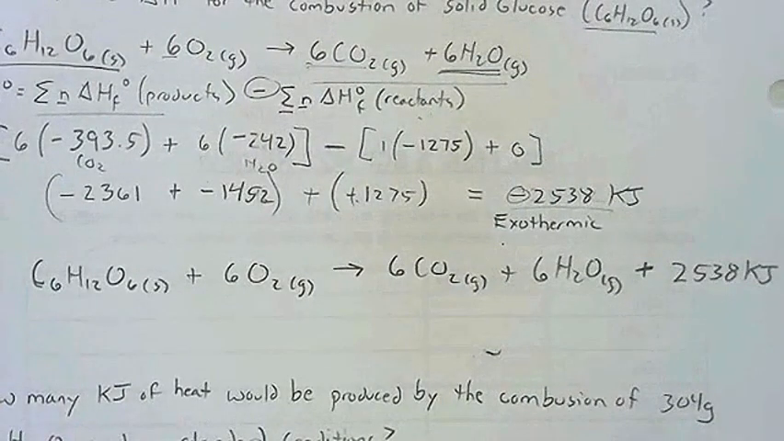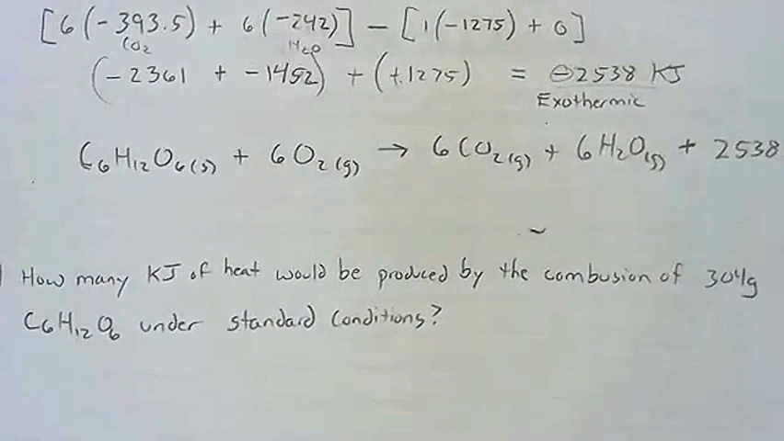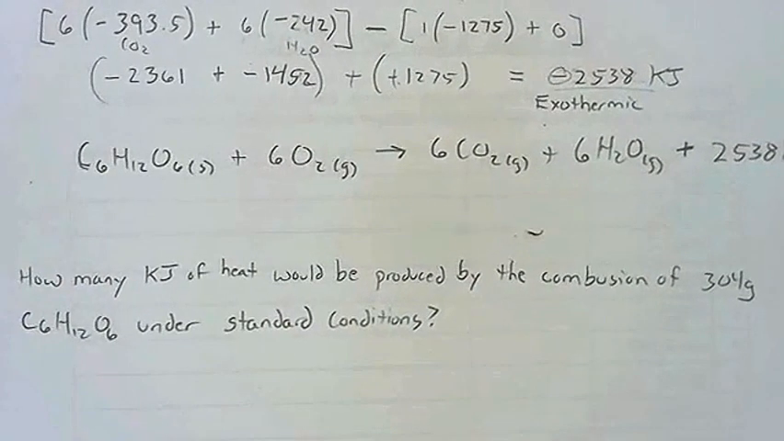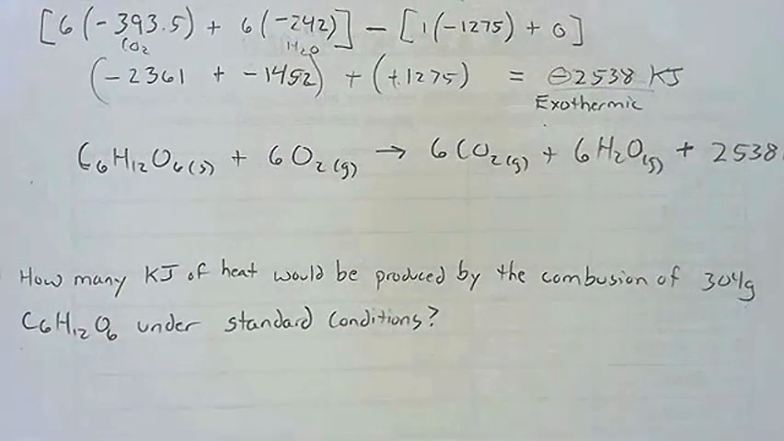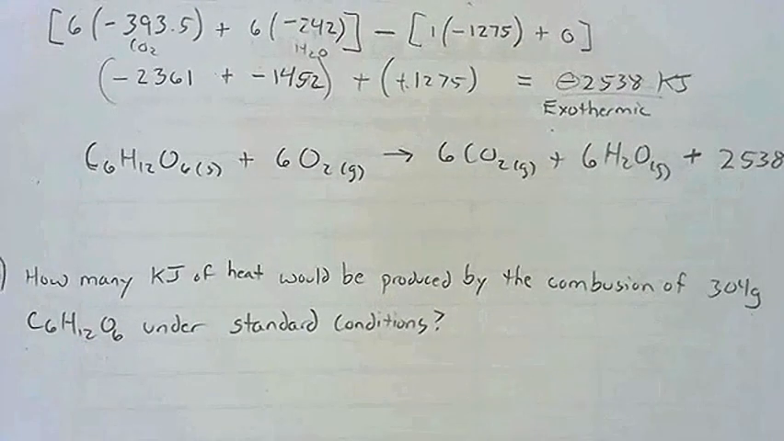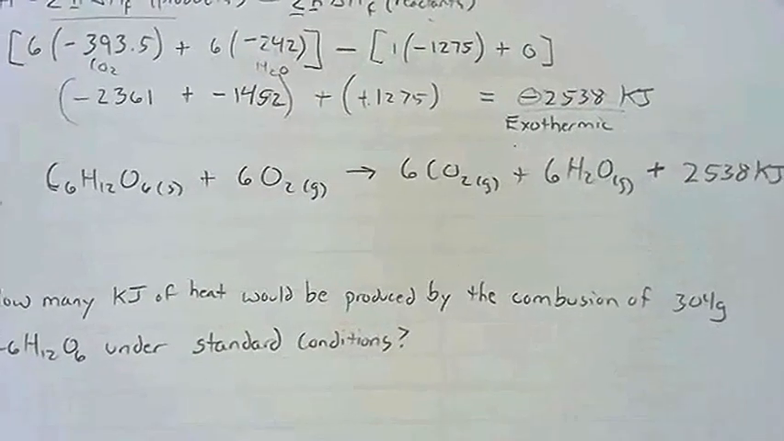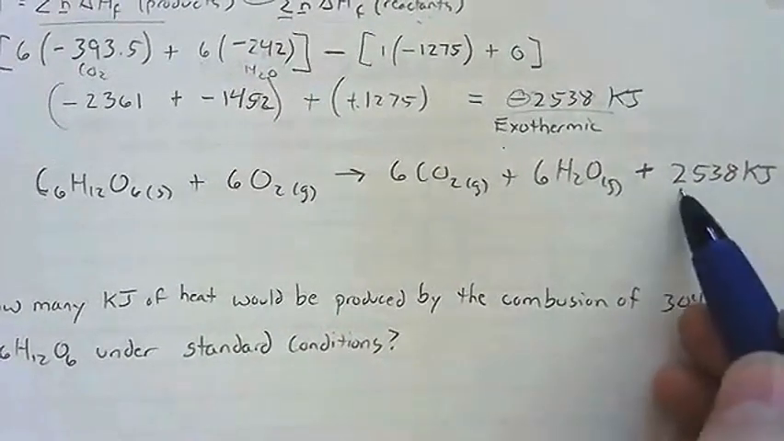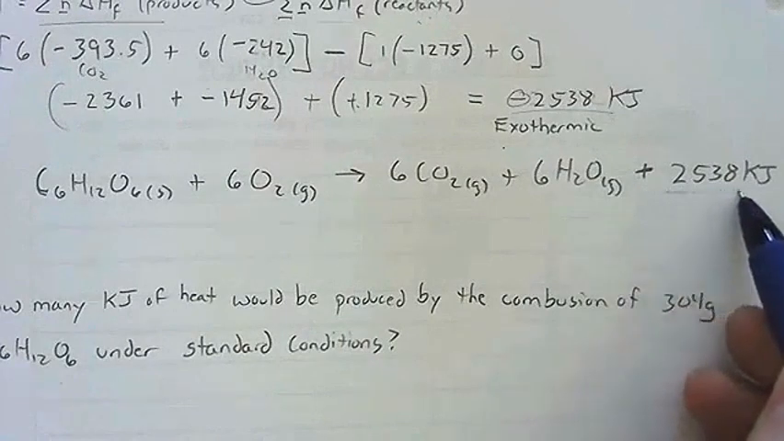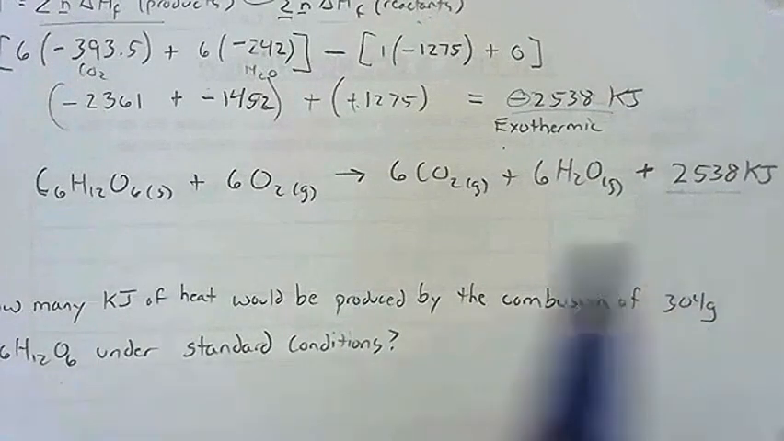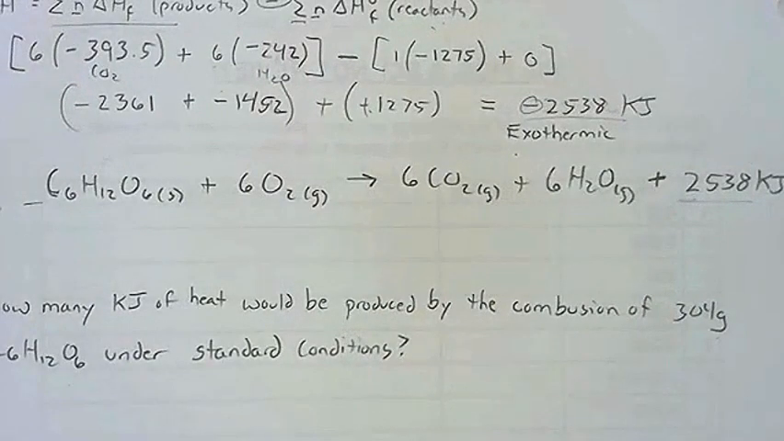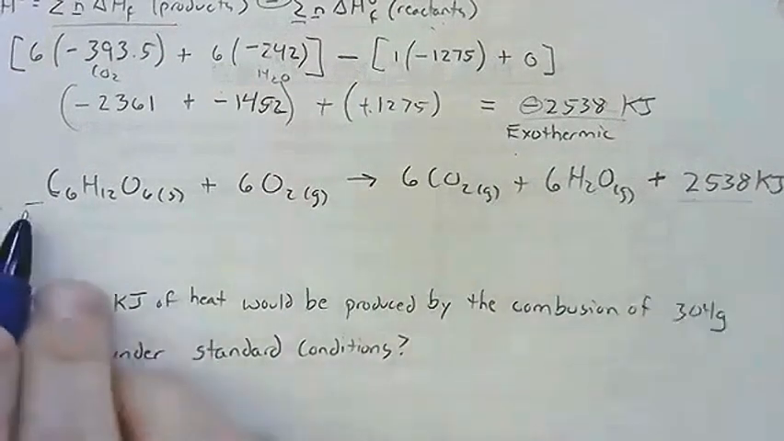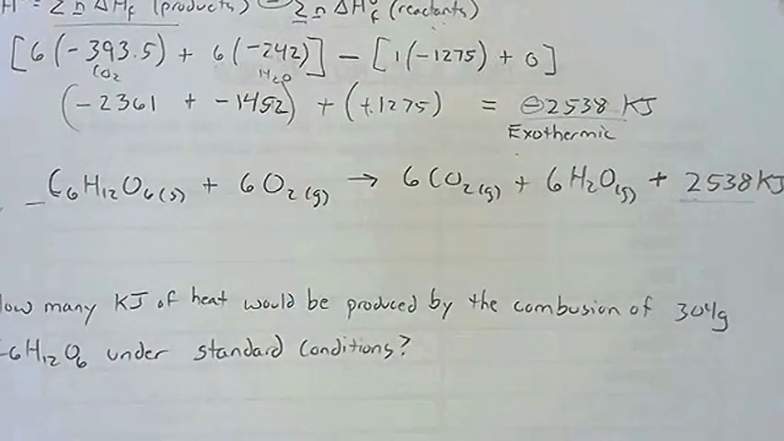Now, for part 2, it's asking how many kilojoules of heat would be produced by the combustion of 304 grams of glucose under standard conditions. So now I'm trying to find out the total amount of heat. Now, if you look at the balanced chemical equation, this is basically saying that we have 2,538 kilojoules of heat produced for every 1 mole of glucose being consumed. That's an important equality that we're going to use for our conversion.